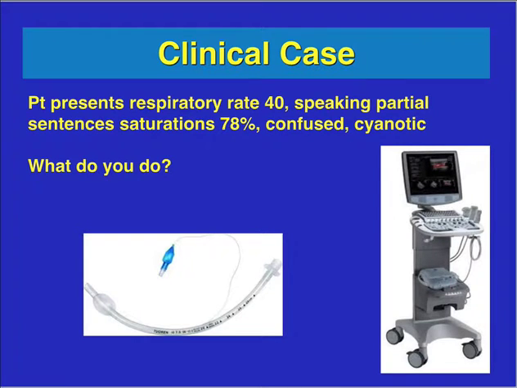So let's say you have the clinical case: patient presents with a respiratory rate of 40, speaking in partial sentences, saturating 78%, confused. What do you do? Remember, you'll always do your ACLS and ABCs. Once you have that under control, you can use ultrasound to help guide what could be going on. I typically use lung ultrasound in the acutely hypoxic patient in a couple of scenarios.